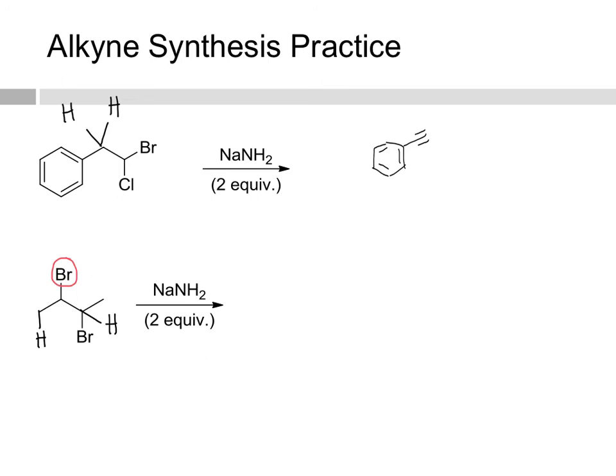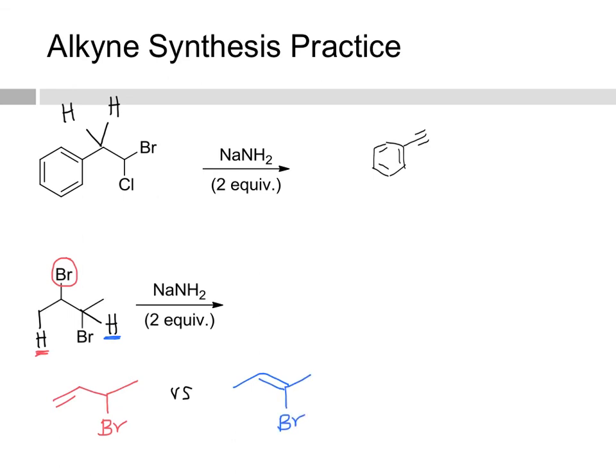In order to determine the final alkyne, we need to look at the intermediate alkenes and decide which one would be favored. If we were to choose this proton in red, the product that we would get is going to be a terminal alkene. And if we were to choose this proton in blue, the product that we would get would be the internal alkene.